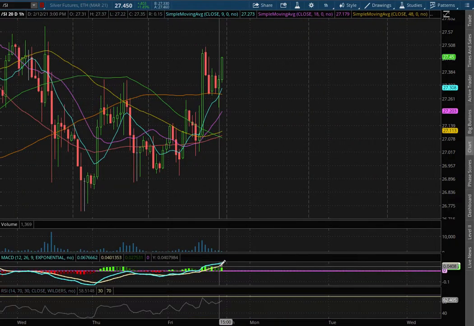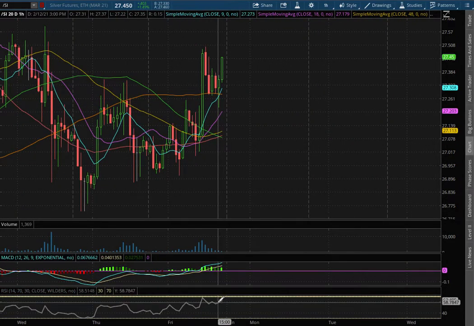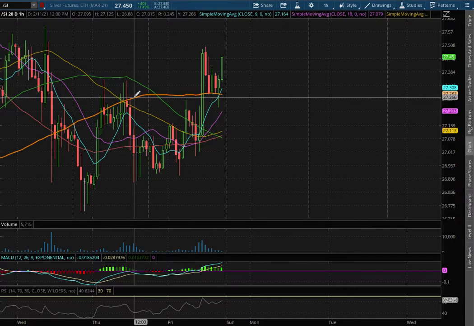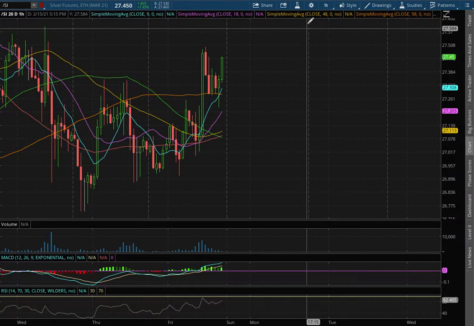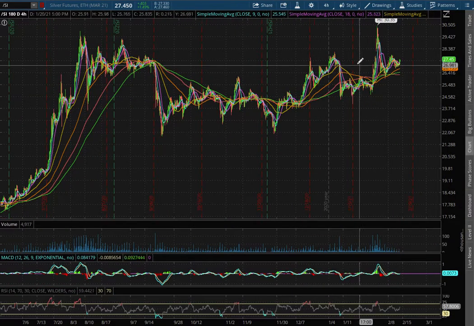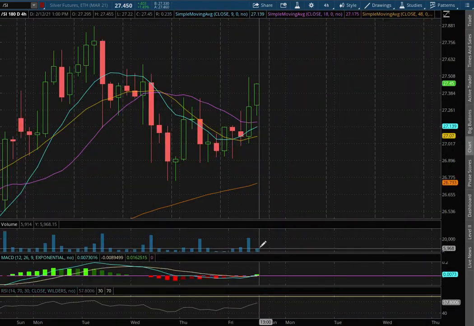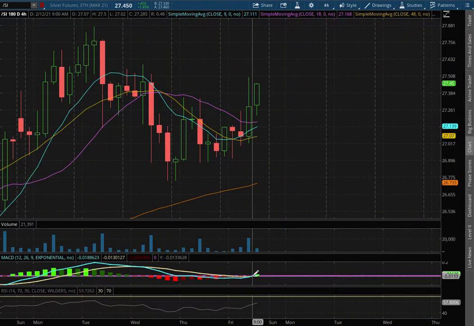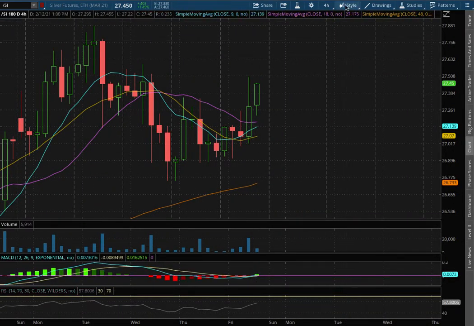So let's start off with the technical analysis on the 1-hour chart. We remain in positive MACD and nearing overbought levels with the RSI. We have broken above the 50 moving average, this orange line, which will act as our temporary support at the price of $27.28. As we extend that to the 4-hour chart, we remain in slightly negative MACD, but we're reversing right back to positive MACD.